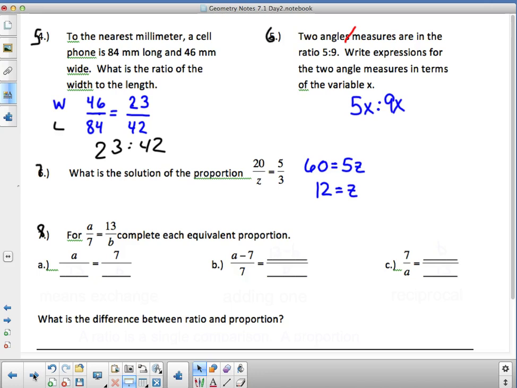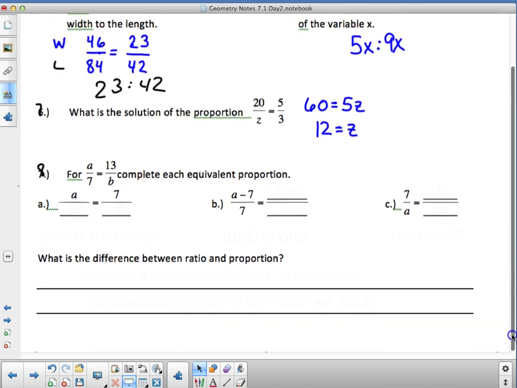I want you to make sure that you fill in the missing pieces of the proportion, but also give me the name of the property you're using. Okay? Fill in the pieces and provide the name of the property you're using. So go ahead and do that in 8A, B, and C.